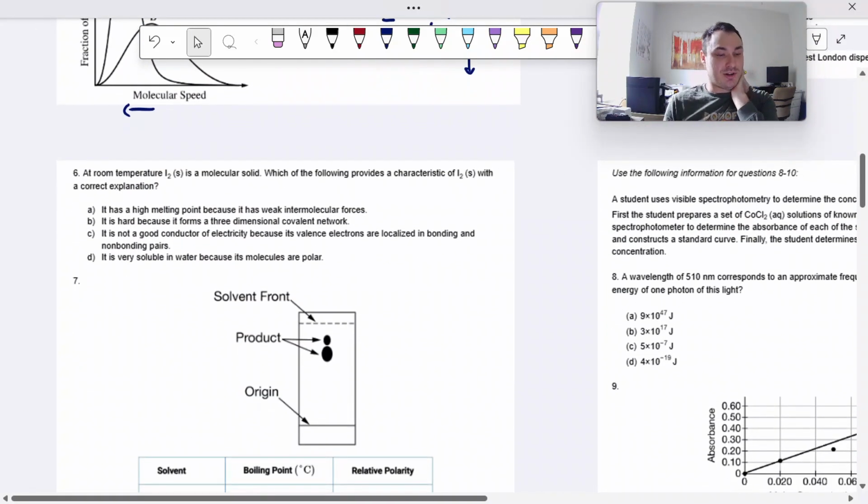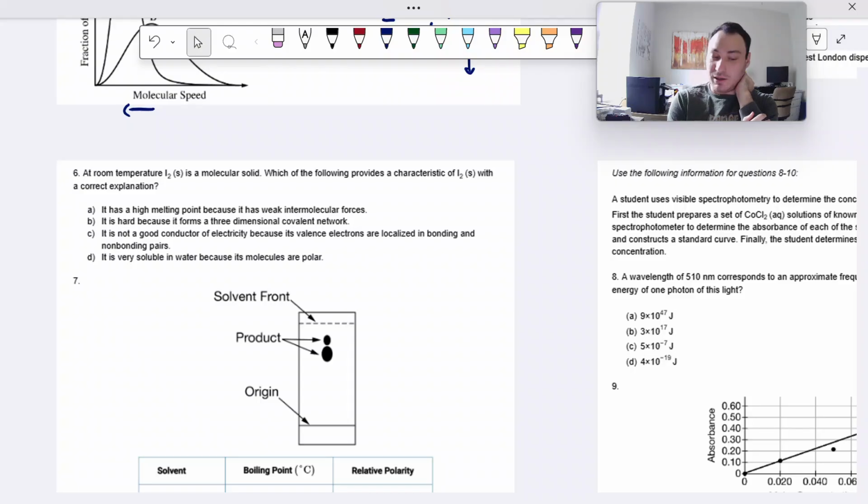At room temperature, I2 is a molecular solid. Which of the following provides a characteristic of I2 with a correct explanation? It has a high melting point because it has weak intermolecular forces. That one just doesn't check out. High melting point would mean strong intermolecular forces.